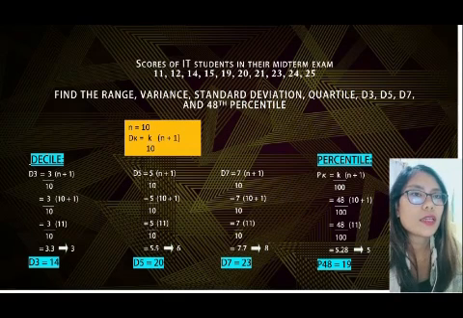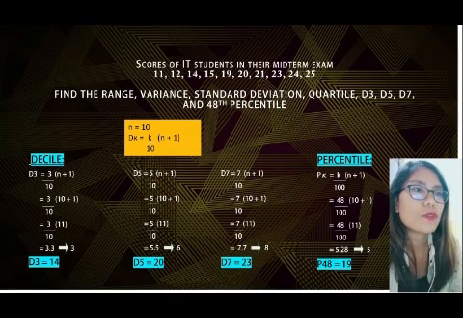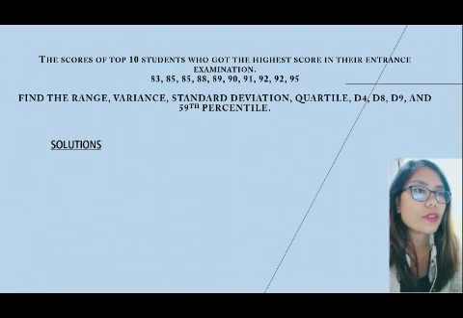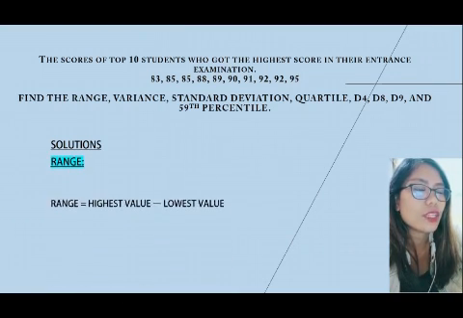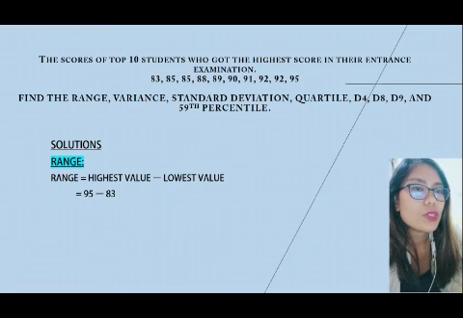Here's the second given data: the scores of the top 10 students who got the highest score in their entrance examination. Here we have 83, 85, 85, 88, 89, 90, 91, 92, 92, and 95. First, we're going to get the range. Again, the solution: range is equivalent to highest value minus lowest value, which is 95 for the highest value and 83 for the lowest value. So we got 12 for the range.